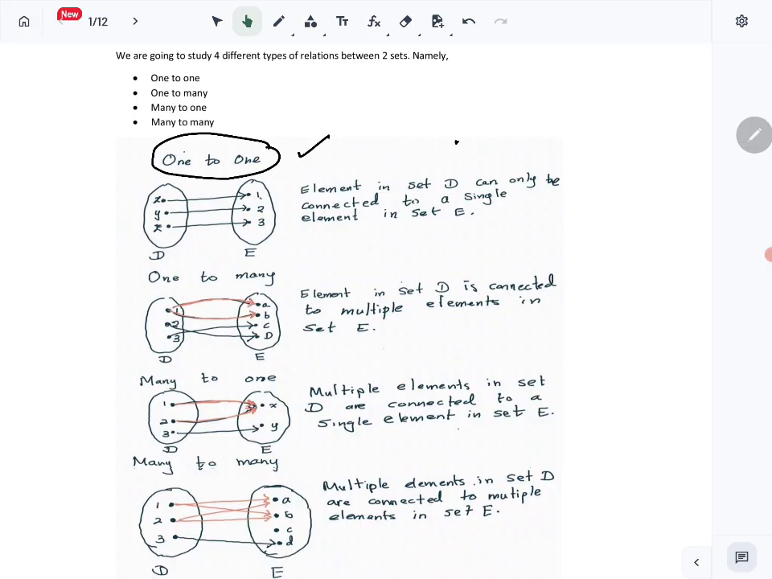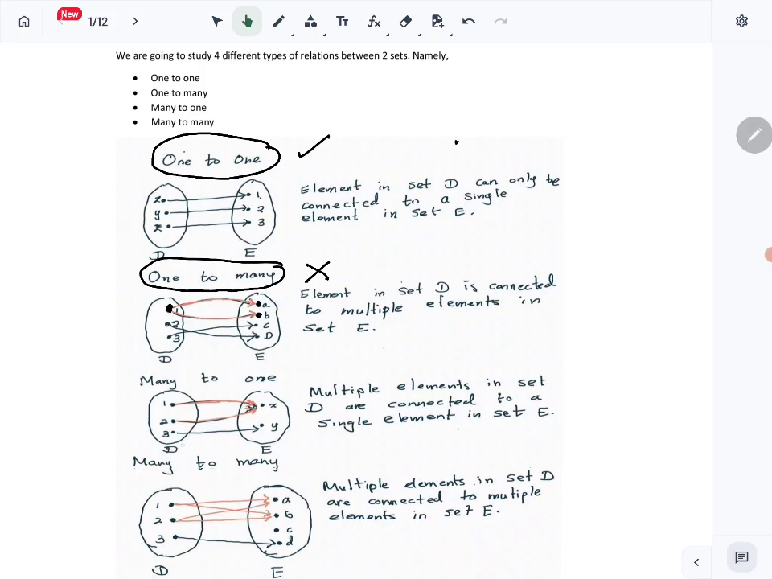Right. Now let's look at one to many. Can one to many relationships be functions? Now look. 1 is connected to how many? 1 is connected to A and B. So this fails the function rule. The function rule says each element in set D can only be connected to a single element. But here, this one is connected to two elements. So one to many relationships are not functions. Remember that.